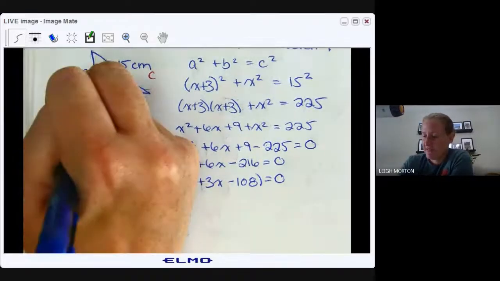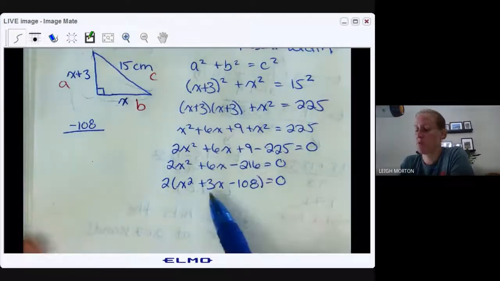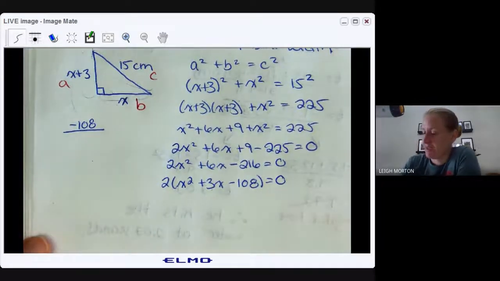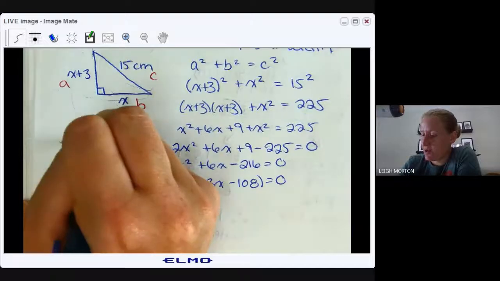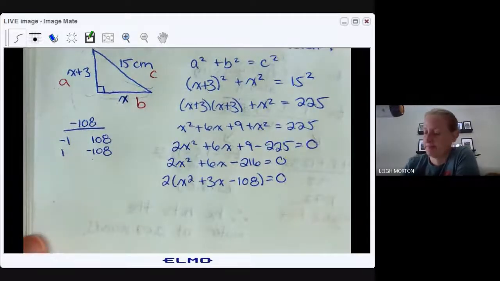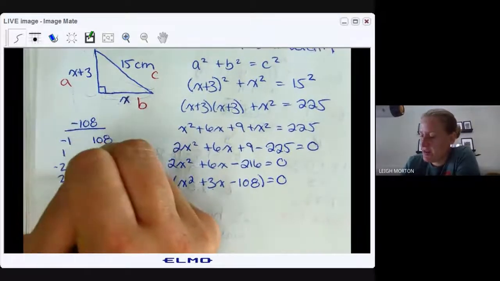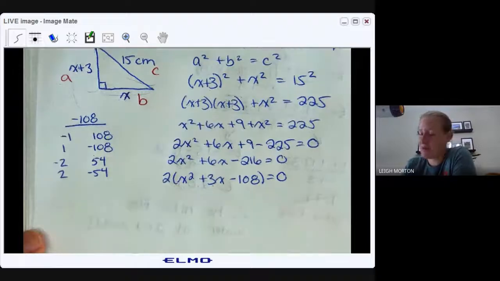So we need to list all the factor pairs for negative 108. And we're looking for one that would add up to positive 3. That could be negative 1 and 108, positive 1 and negative 108. Negative 2 and 54, positive 2 and negative 54. Keep on going, guys.